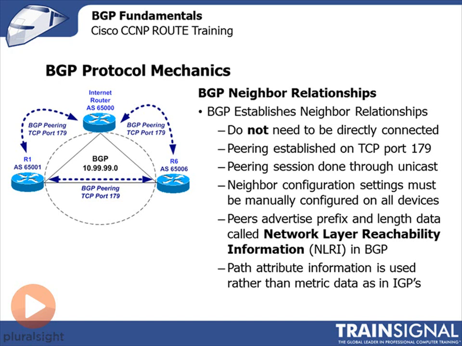The network command, as you've seen it used in OSPF, EIGRP, and even Routing Information Protocol, does not have the same function in BGP. Neighbor configurations have to be done manually. For instance, router 1 pictured to the left would have to manually configure relationships with the internet router at the top and router 6. Once those relationships are established, these peers, and peer is just another word for BGP neighbor, peer and speaker are both sometimes used interchangeably, advertise prefix and length data, and it's called NLRI, or Network Layer Reachability Information, when it's used in BGP. And instead of using traditional metrics to do route selection, there are a whole host of decision points called BGP path attributes, which we'll look at later.